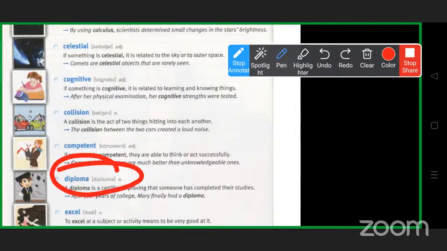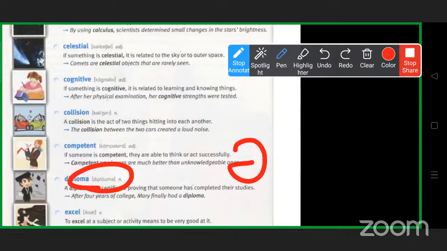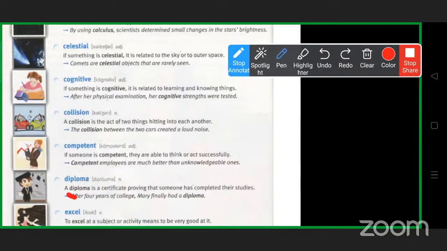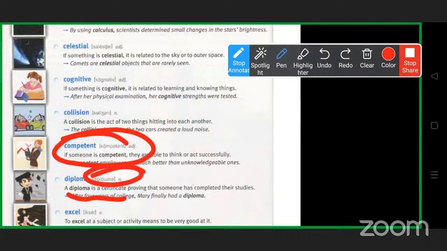Now thereafter we have diploma. We say diploma, not diploma. Okay, so remember that. A diploma is a certificate. And I forgot to tell you, competent is an adjective. So we are saying somebody is a competent person in his profession. So, what is diploma? Diploma is a certificate. We know that it is the name of a certificate, so it will be a noun. When it is the name of something, then definitely it's a noun.